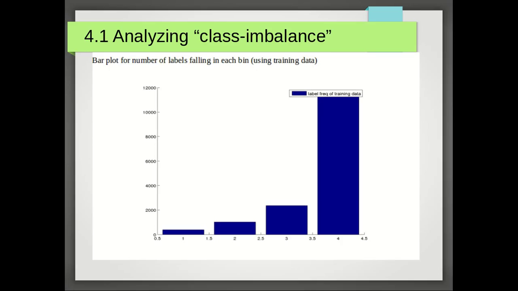Next, we were supposed to find and analyze the class imbalance. What we saw earlier was per label frequency in the training data. Here, what we are trying to do is divide the labels into bins and then plot the frequency of those bin labels.